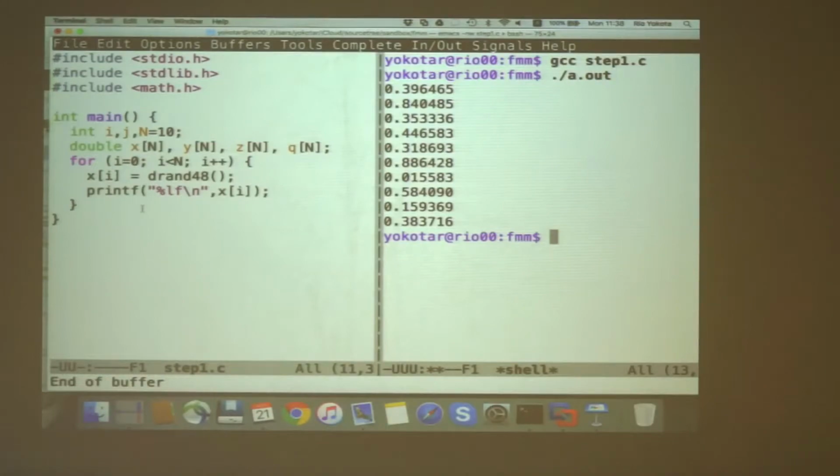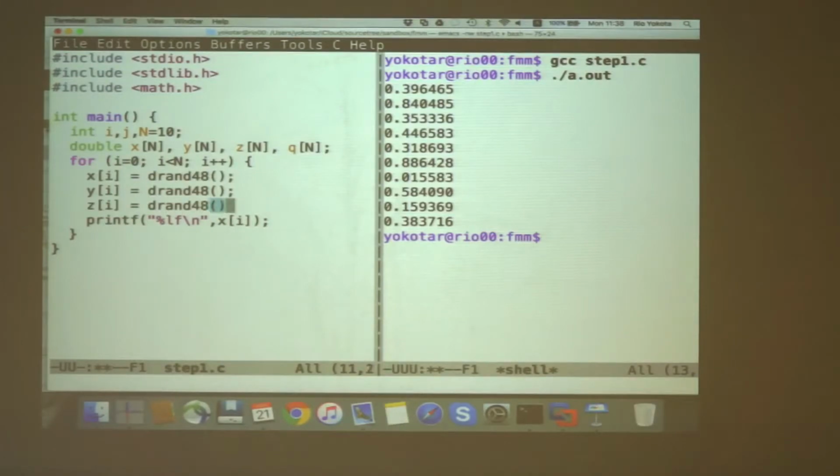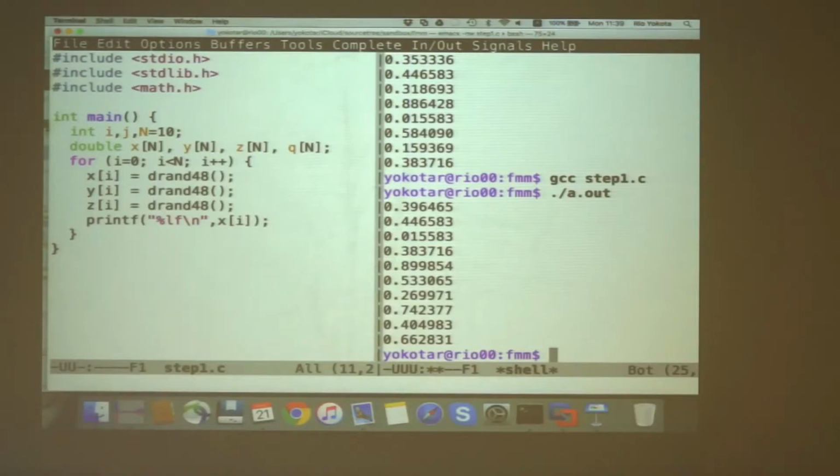Okay, so now I'm going back to this side of the screen and going to do the same thing for y and z. So drand48 and drand48. And by the way, I'm using the editor Emacs, but you don't have to. You can use whatever editor you want.